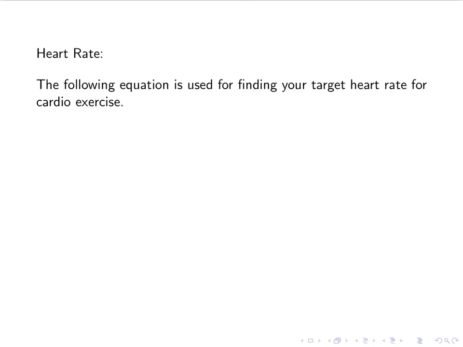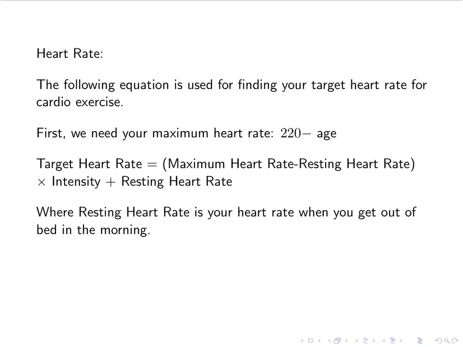So heart rate. The following equation is used for finding your target heart rate for cardio exercise. Before I get to the equation though, we need to find your maximum heart rate, and that's just 220 minus your age. So your target heart rate is your maximum heart rate minus your resting heart rate times the intensity plus the resting heart rate. So the resting heart rate is your heart rate when you get out of bed in the morning or after you've been resting.